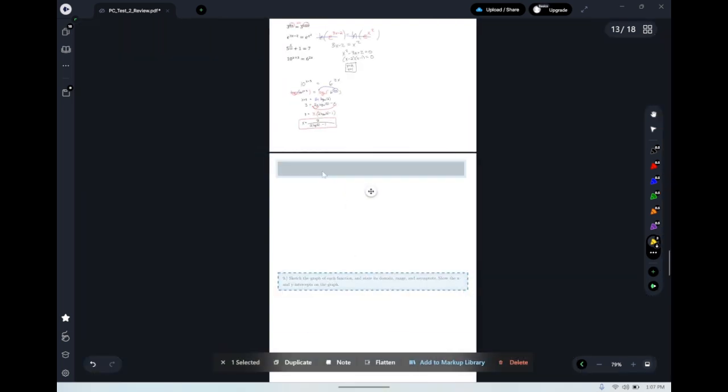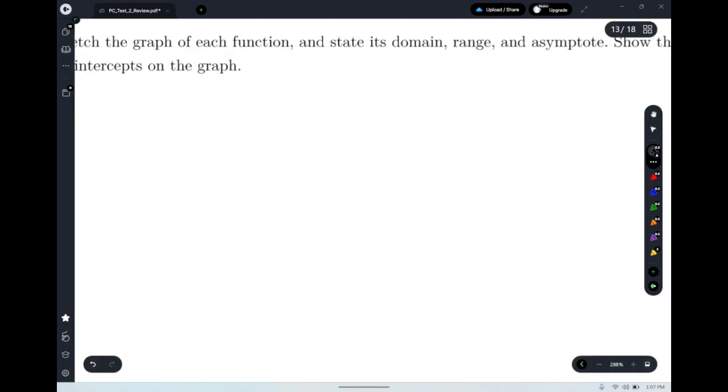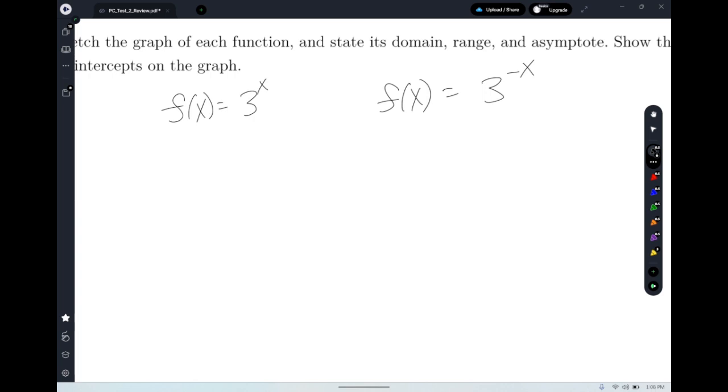Okay, so sketch the graph of the function and state its domain, range, and asymptote. All right, so here's what I'm going to say. Instead of those two functions, let's do these two functions. Let's do f of x equals 3 to the x, and f of x equals 3 to the negative x. Cool? I just made them up.